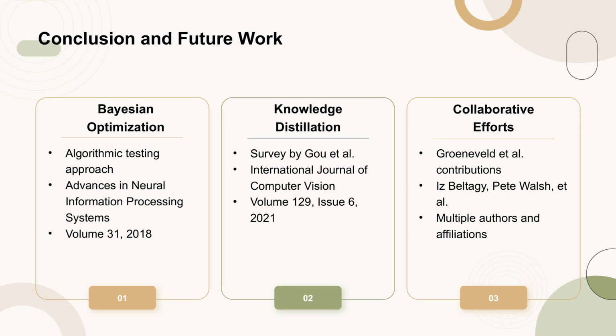In this conclusion, the authors highlight the use of Bayesian optimization for algorithmic testing, as presented in the 2018 Advances in Neural Information Processing Systems, Volume 31. They also reference a comprehensive survey on knowledge distillation by Gou et al., published in the International Journal of Computer Vision in 2021. Additionally, the authors acknowledge the collaborative efforts of Groeneveld et al., including contributions from Iz Beltagy, Pete Walsh, and others, demonstrating a multidisciplinary approach to their research.